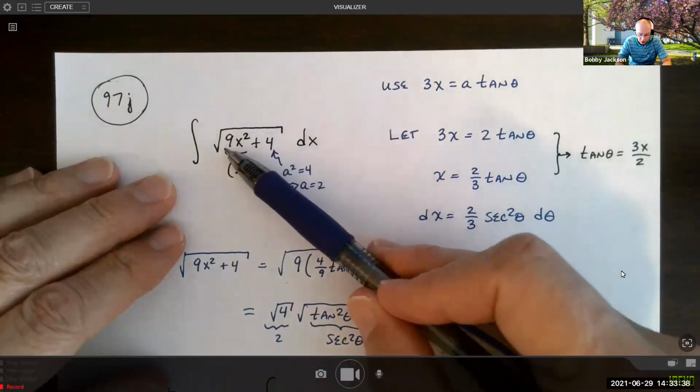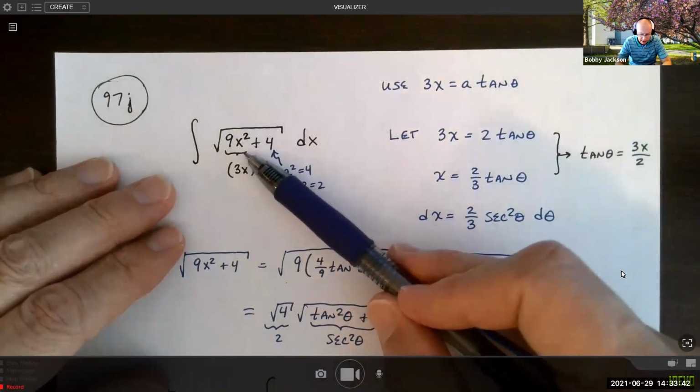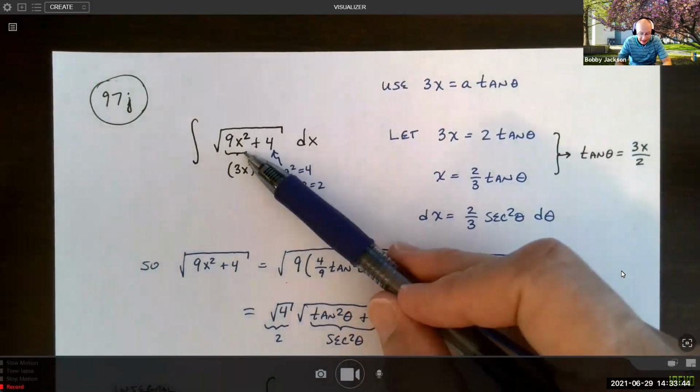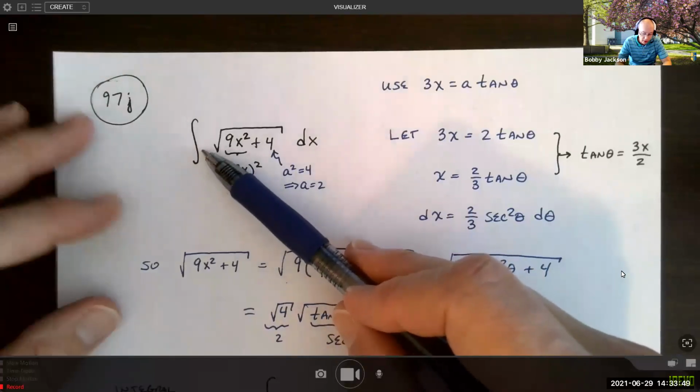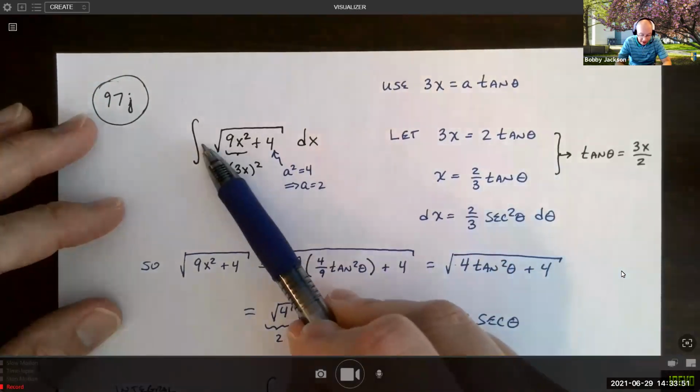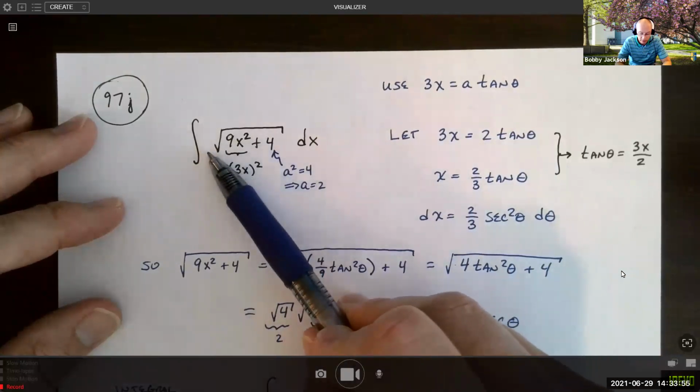I can't just let u be 9x squared plus 4, because then my du is going to be 18x dx, and there's no 18x, or more importantly, there's no x being multiplied. If there was an x outside of this square root, that would be a simple substitution.